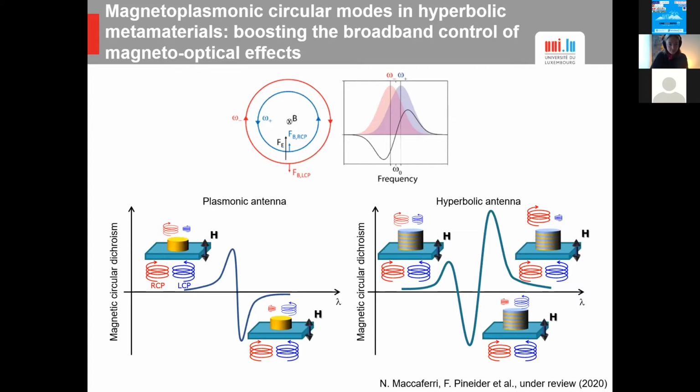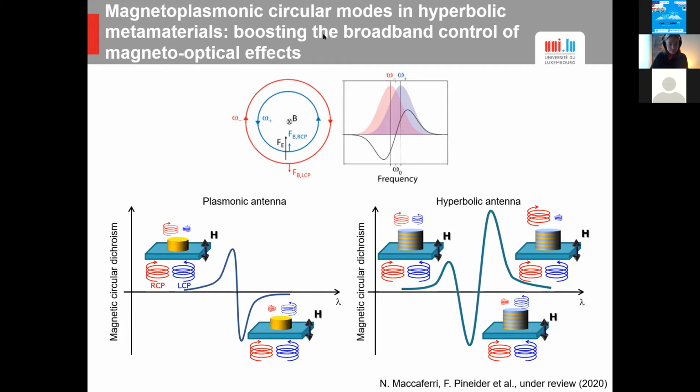Okay, I don't want to go too much into the details because the time is running. The main difference between a plasmonic antenna and a hyperbolic antenna is that you have a larger broadband control on the polarization selectivity, because in this case you can come with either right-hand or left-hand light, and depending on the wavelength, you can select one of the two polarizations. Okay, so very simple concept.